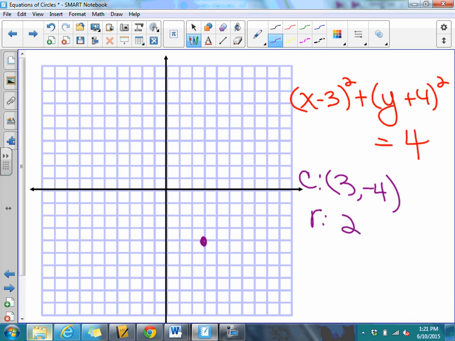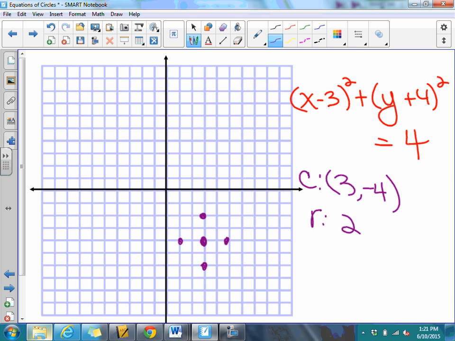Now it says my radius is 2. Remember the radius connects the center of the circle to a point on the circle. So I'm just going to go 2 in all 4 directions. So 1, 2, this would be a point. 1, 2, this is on my circle. 1, 2, this is on my circle.